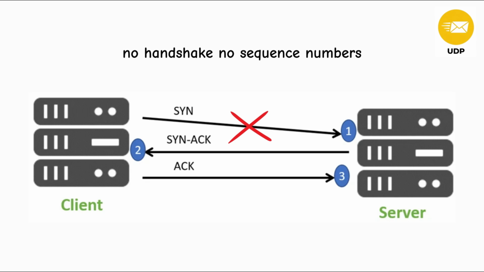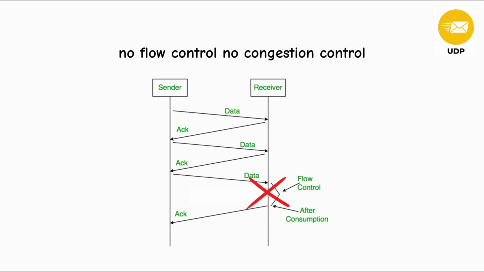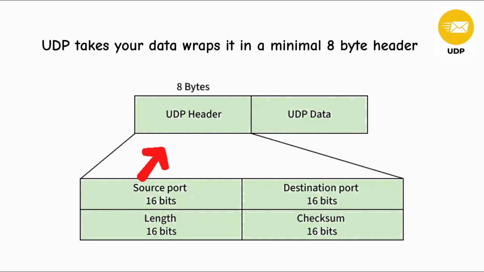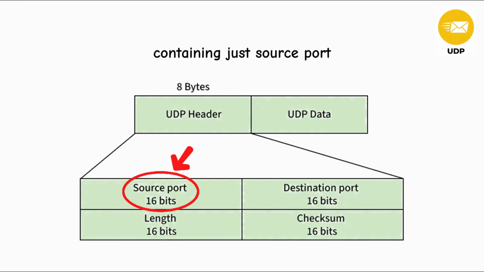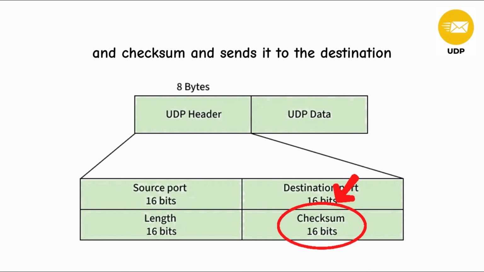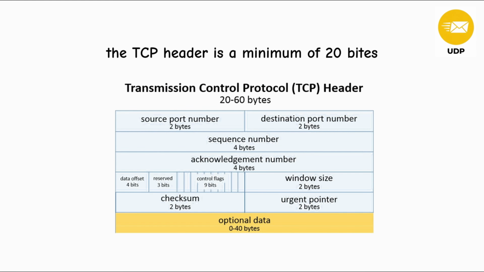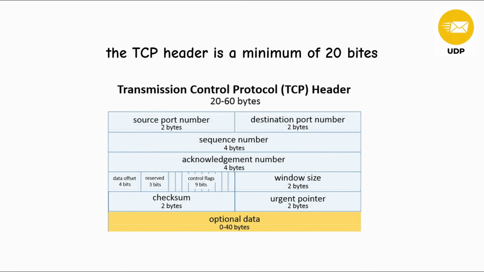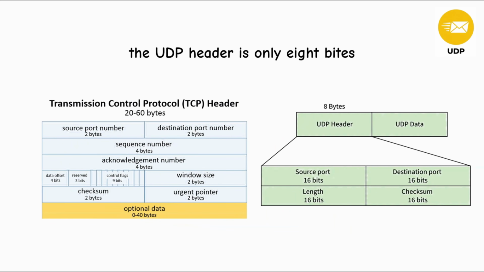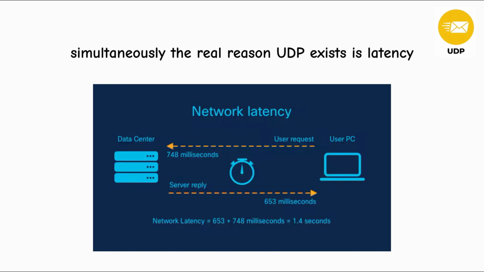No handshake, no sequence numbers, no acknowledgements, no retransmission, no flow control, no congestion control. UDP takes your data, wraps it in a minimal 8-byte header containing just source port, destination port, length, and checksum, and sends it to the destination without any confirmation that it arrived. The TCP header is a minimum of 20 bytes. The UDP header is only 8 bytes. That difference matters enormously at scale when a server handles millions of connections simultaneously.